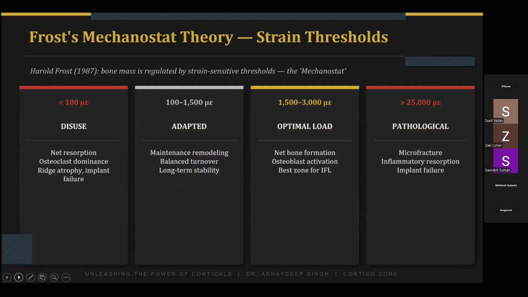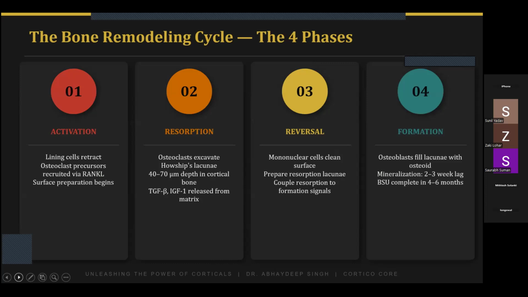I have just explained this thing. This is Frost's mechanostat theory, and he has explained Wolff's law very well with this. Now, the bone remodeling cycle, I've told you, this is the same thing. First, the activation occurs whenever there is stimulus, whenever there is any kind of trauma, any kind of insult to the bone. And that could be a tooth extraction, fracture, any kind of osteotomy that you do for the implant placement. That is also a kind of insult, a stimuli that is going to be there in the bone.